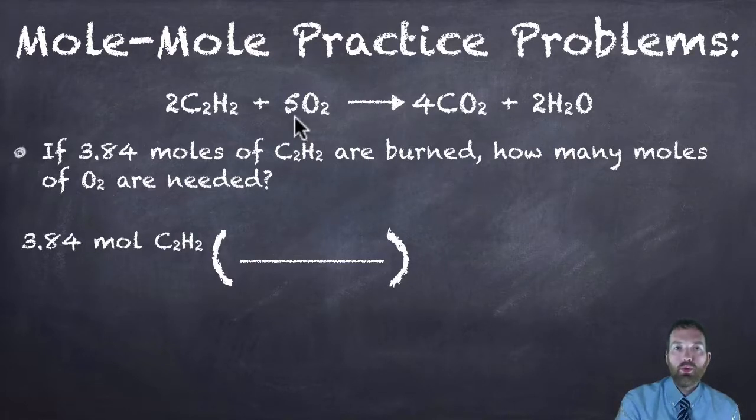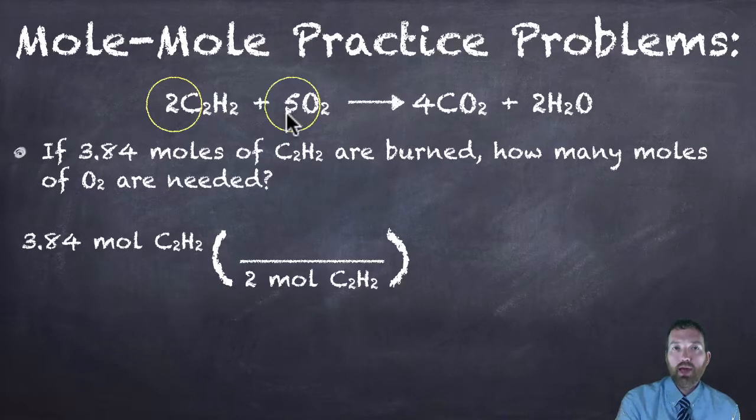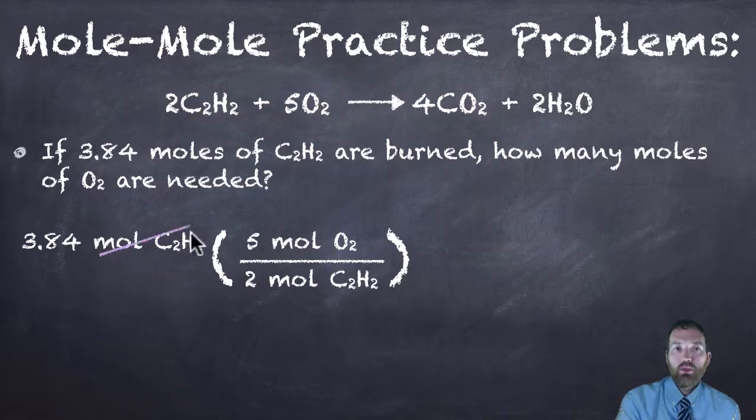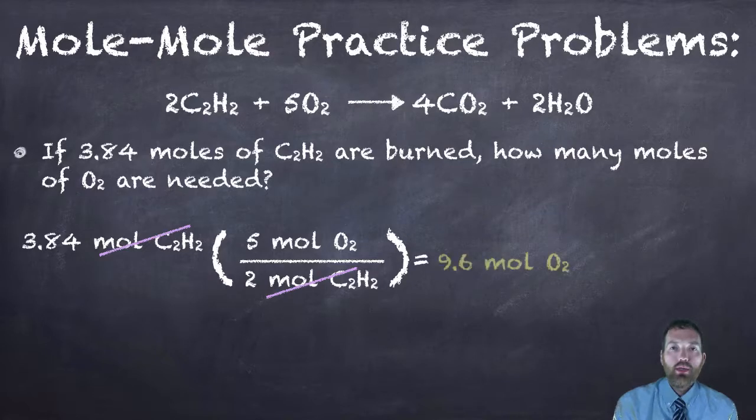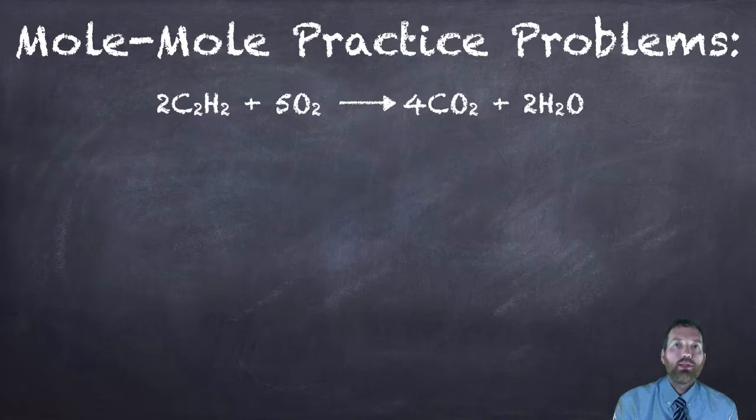So I'm going to use the molar ratio straight from the balanced chemical equation that they gave us. So there's 2 moles of C2H2, so I'll put that on the bottom, and there's 5 moles of O2. I'll put that on the top. And you'll see that the moles of C2H2 cancel the moles of C2H2. I'm left with moles of oxygen, which is what they're asking us for, so I know it's time to go to the calculator. So in your calculator, you'll type 3.84 times 5 divided by 2, and that is 9.6 moles of oxygen.